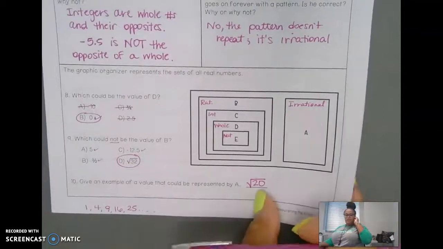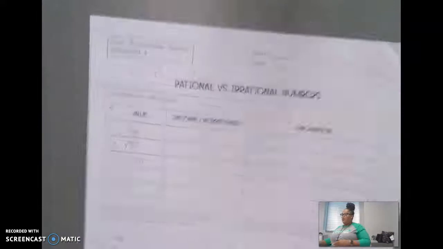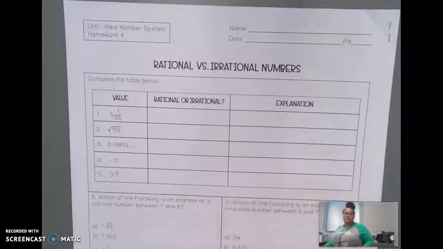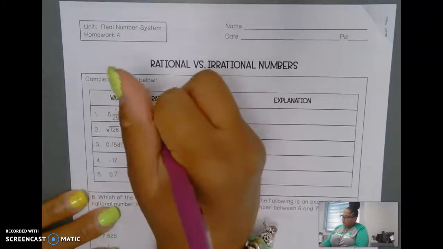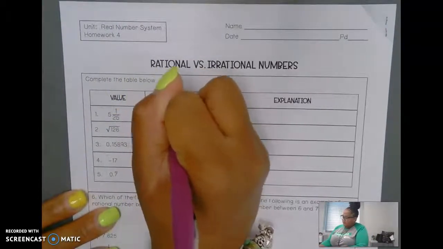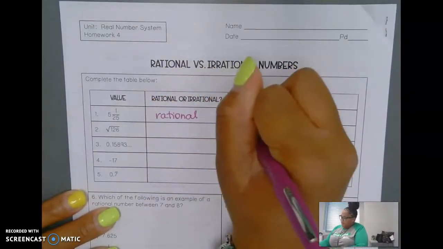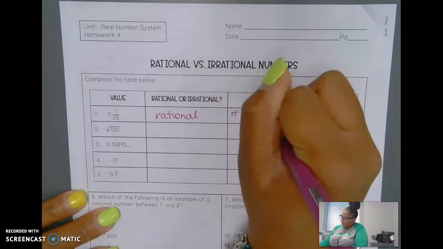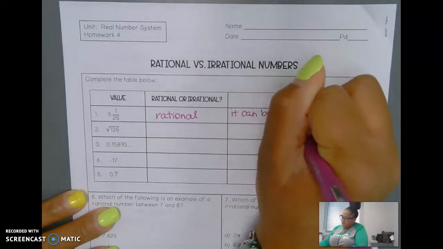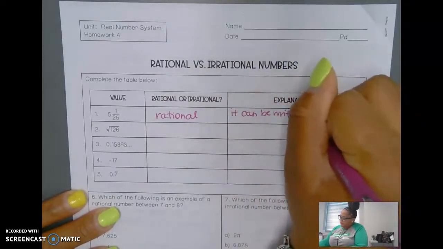All right, let's go on to the back. Rational versus irrational numbers. Complete the table below. 5 and 1/25. Is this rational or irrational? And explain. This is rational. It can be written as a fraction. It's got a fraction in it. It's a mixed number.